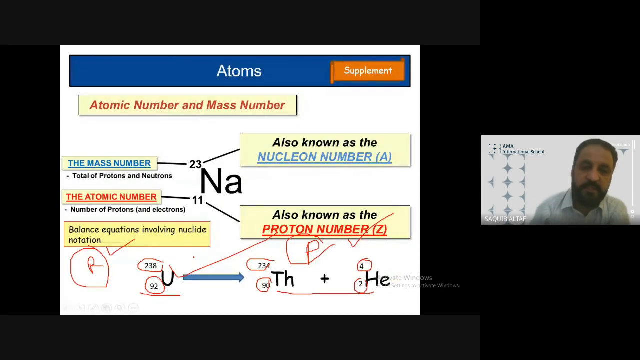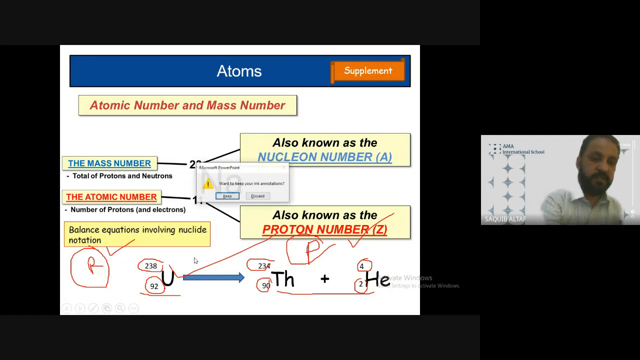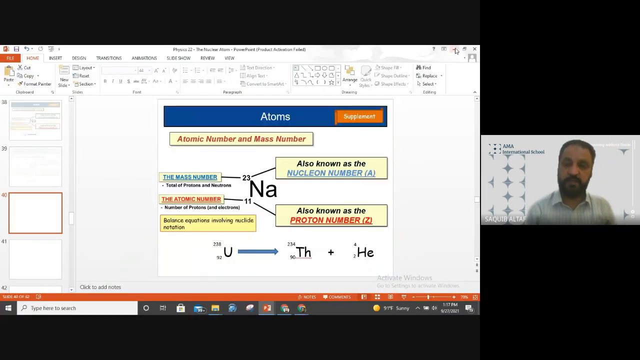So that's it. This was just a general introduction, the basic concept I gave you today. Hopefully you have understood it. In the next lesson we will go ahead and discuss more about nuclear reactions.